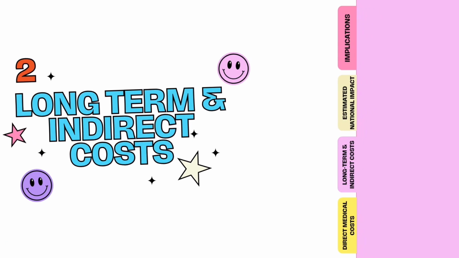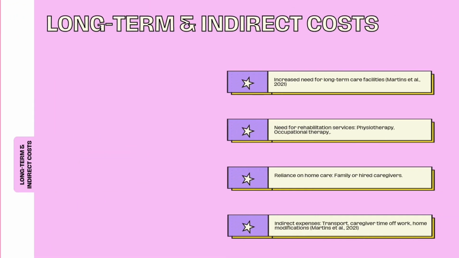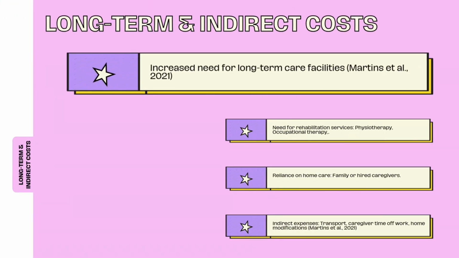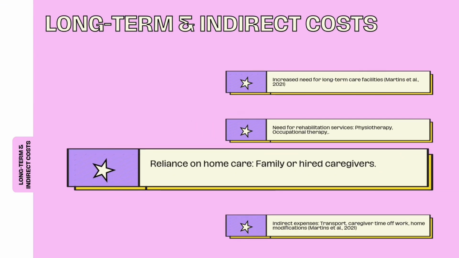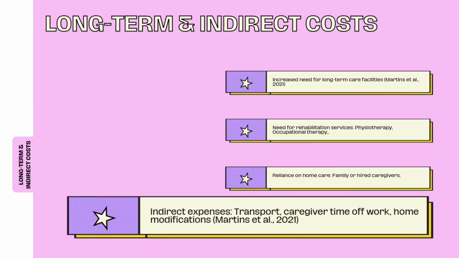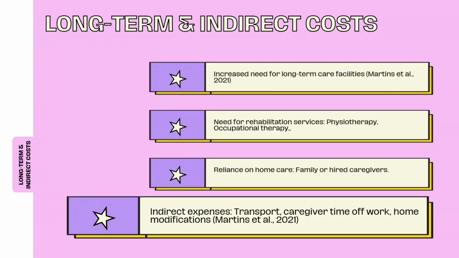Long-term and indirect costs. Delirium increases the need for long-term care. Patients often need rehab, like physio or occupational therapy, and may rely on family or paid caregivers. Other hidden costs include transport, time off work, and home modifications.